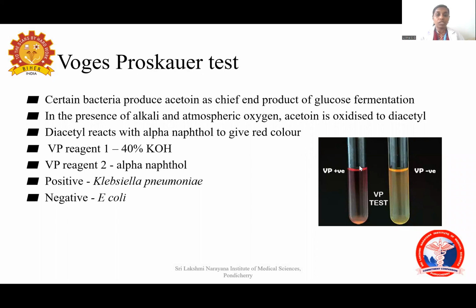VP test positive is red in color, and negative is yellow in color. So the principle is that certain bacteria can ferment glucose and produce acetoin as an end product. In the presence of alkali, that is VP reagent 1, 40% KOH, and atmospheric oxygen, acetoin will be oxidized to diacetyl. To provide atmospheric oxygen, we vigorously shake the tube after addition of VP reagent 1. This diacetyl will react with VP reagent 2, alpha naphthol, to give the red color. Positive reaction is shown by Klebsiella pneumoniae, negative shown by E. coli.